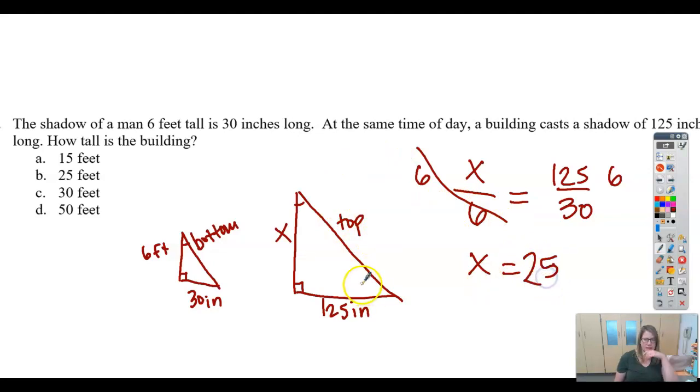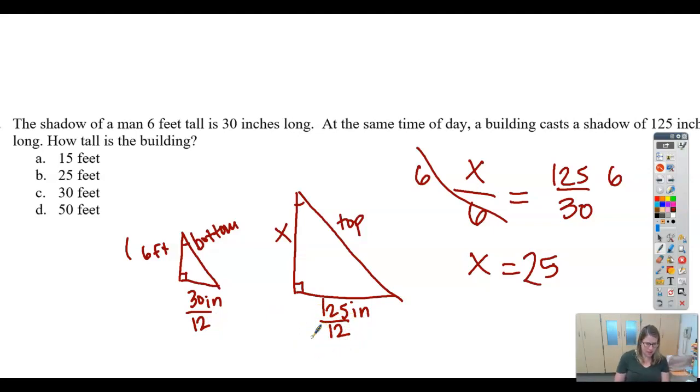Oops, I just realized I messed up. So the building is 25, but I used, let's see, this man was 6 feet tall, and the shadow was 30 inches, and this was also in inches. So we need to convert to inches or to feet. To find the height of a building, feet makes more sense. So I would want to turn these into feet by dividing them by 12 before I started.